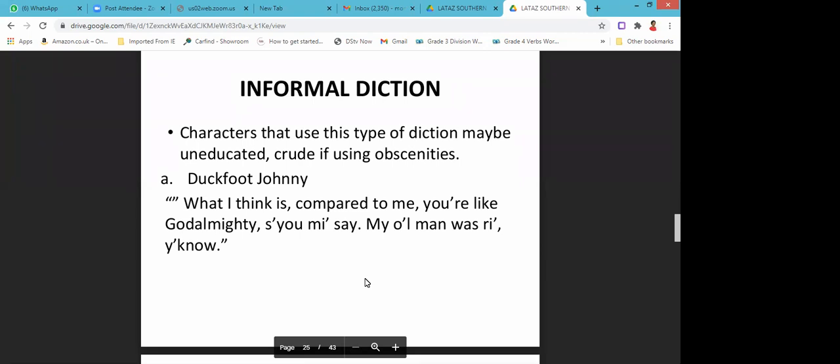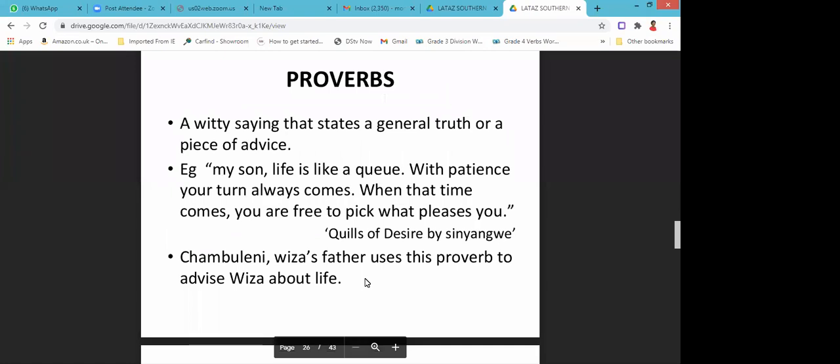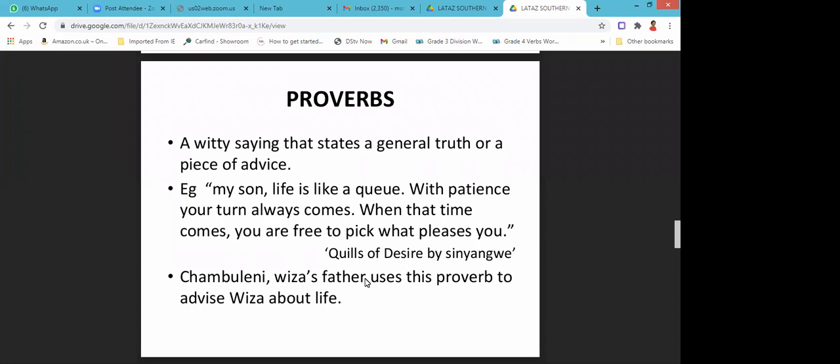So this is diction. Now, diction is one of the techniques. Another technique is the use of proverbs. We encounter these, and remember, these techniques help the author, the writer, improve their work, but also give it a flair. So proverbs are defined as a witty saying that states a general truth or a piece of advice.